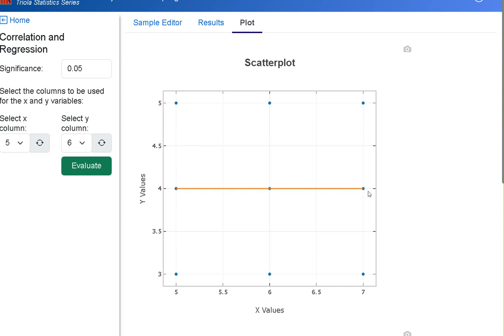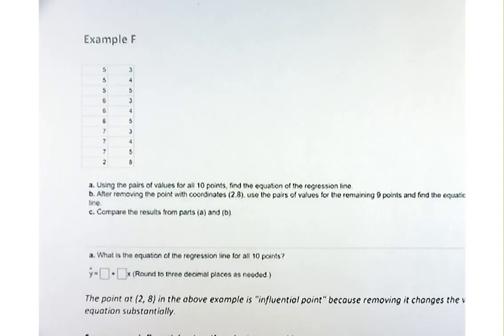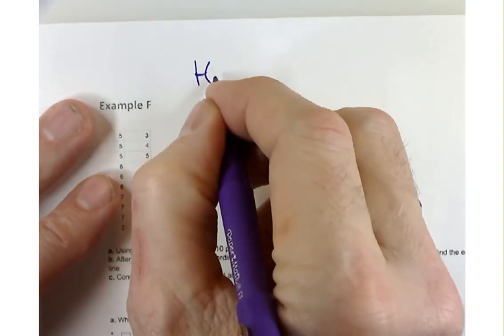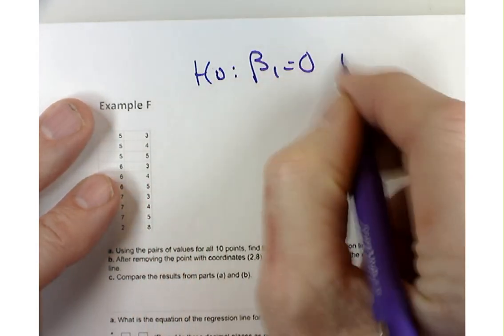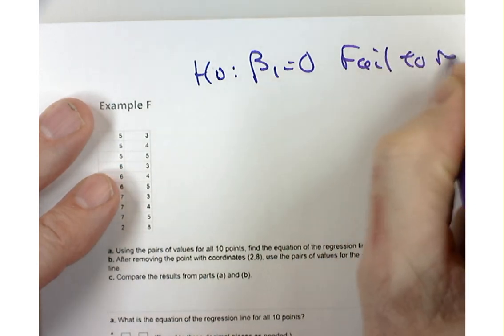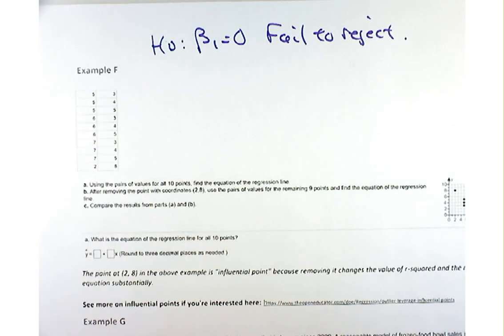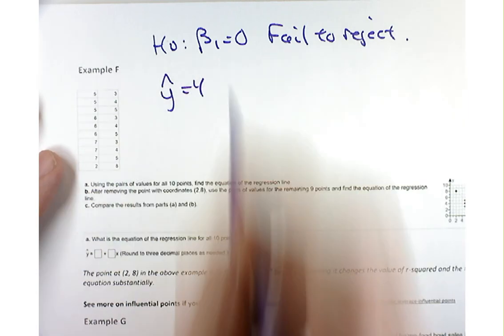You just don't know. So if you had to do a hypothesis test here, do you think you'd reject or fail to reject H naught such that B1 equals 0? Yeah, fail to reject. Your p-value is 1 here. That's about as big as a p-value can be. In fact, it is as big as a p-value can be. So you would absolutely fail to reject. The regression model that you would use is just y hat equals the average value of the y's, which in this case is 4.